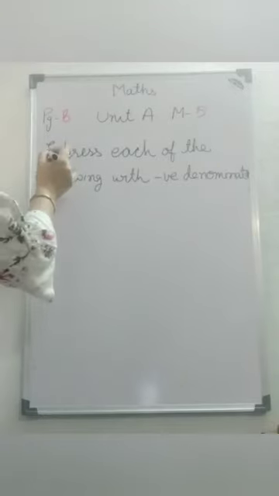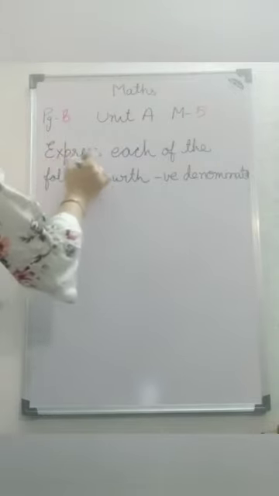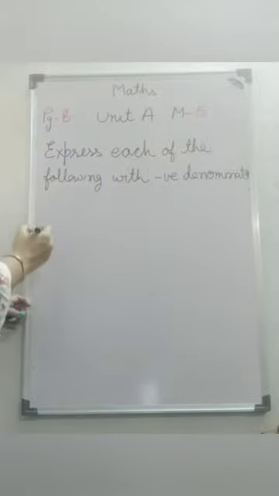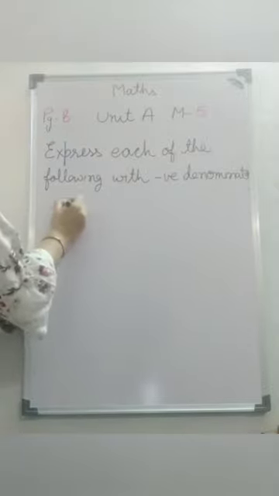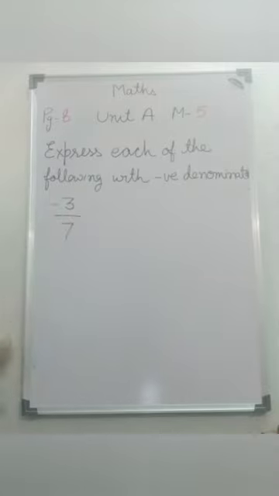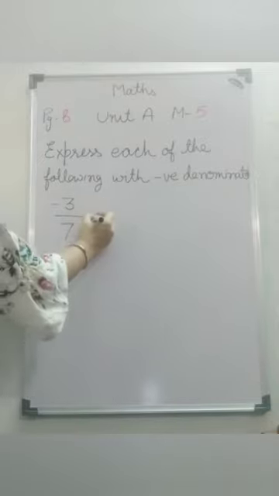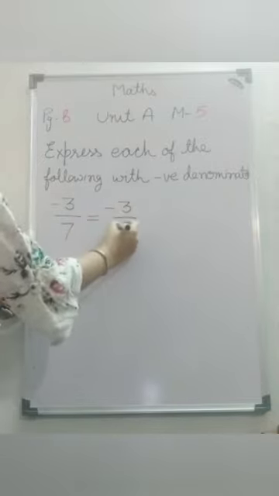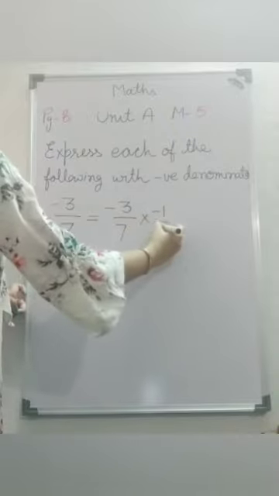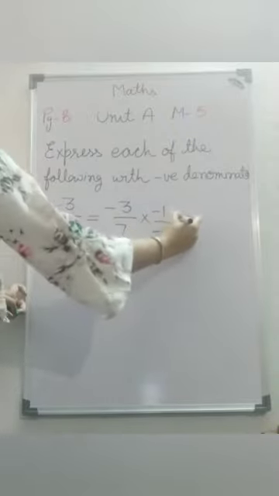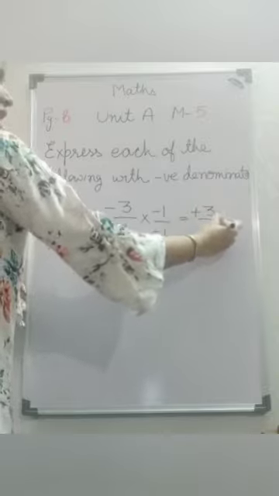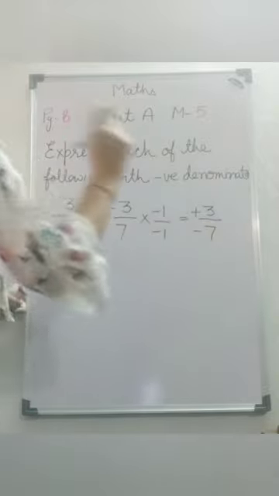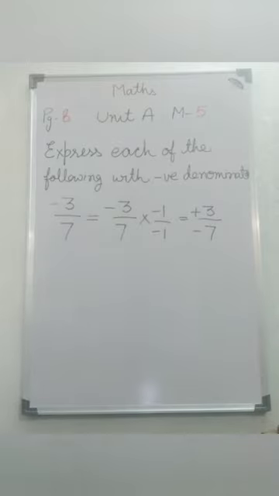Let's take another example. The question is: express each of the following with a negative denominator. Now I am taking the number minus 3 upon 7. This time we have to convert its positive denominator to a negative denominator. Then how do we convert? We multiply it in the same way by minus 1 upon minus 1. Now minus minus is plus, so it is 3, and plus minus is minus. So in this way we can convert our positive denominator to a negative denominator by multiplying it by minus 1 upon minus 1.